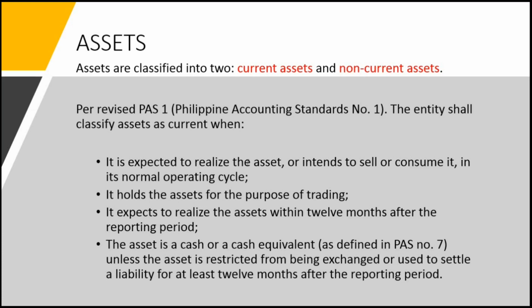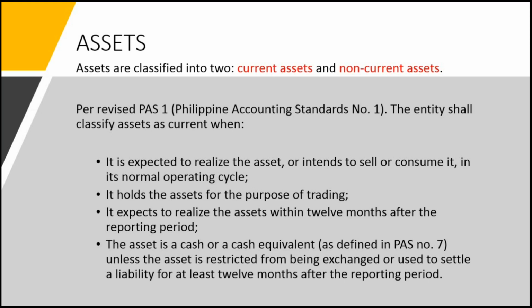So, pag sinabing realized, ibig sabihin, you convert it into cash. So, example, your collectible, your accounts receivable, it is expected that you are going to collect it, to convert it into cash within the normal operating cycle of the business. Second, it holds the assets for the purpose of trading, so yung ibebenta. Then it expects to realize the assets within 12 months after the reporting period. And then the asset is a cash or cash equivalent unless the asset is restricted from being exchanged or used to settle a liability for at least 12 months after the reporting period. So if you have noticed, asset is considered current when they are realizable or expected to be realized within the normal operating cycle or within 1 year, whichever is longer.